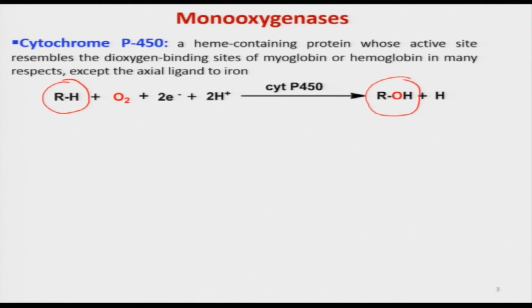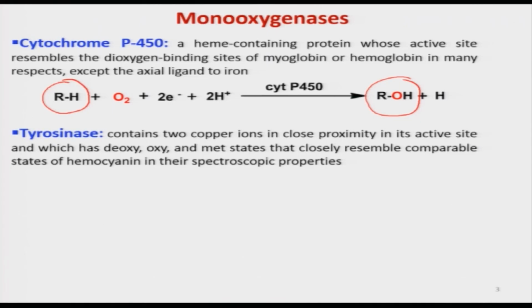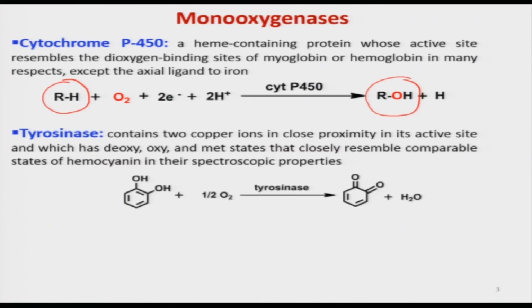Now, the typical reaction is shown over here, where you can see the RH substrate converted to ROH, which is water soluble. And next is tyrosinase, another monooxygenase enzyme which contains two copper ions in close proximity in its active site, which has deoxy, oxy and met states that closely resemble comparable states of hemocyanin in their spectroscopic properties. And as you can see, in the typical reaction catechol converts to quinone, and typically tyrosinase does this kind of conversion.